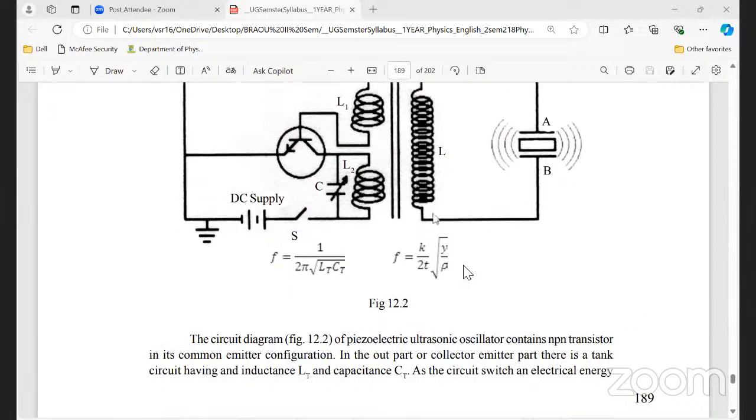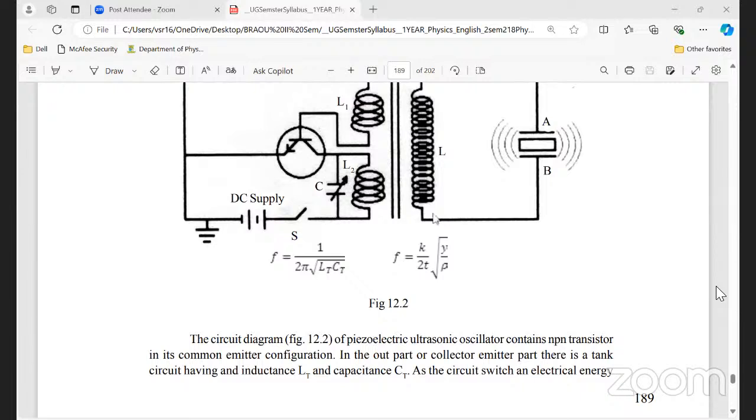Let me explain this. The frequency of this tank circuit is 1 by 2 pi under root LC, where L suffix T is the inductance of the tank and C suffix T is the capacitance of the tank. Here the piezoelectric ultrasonic oscillator contains an NPN transistor.